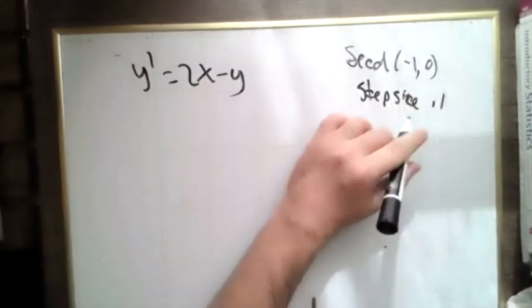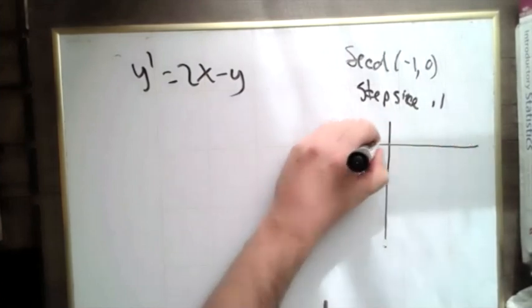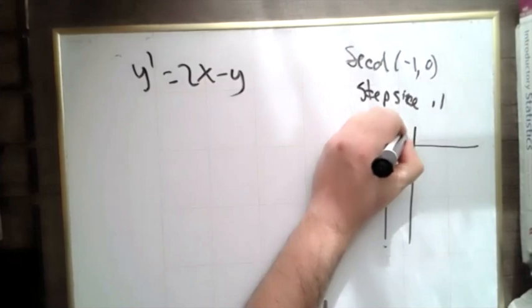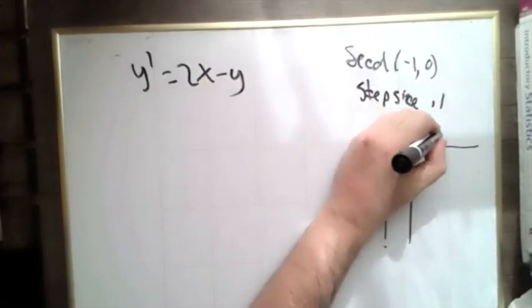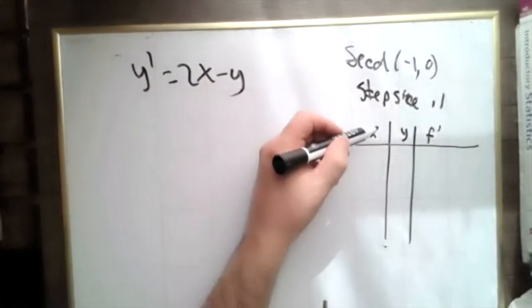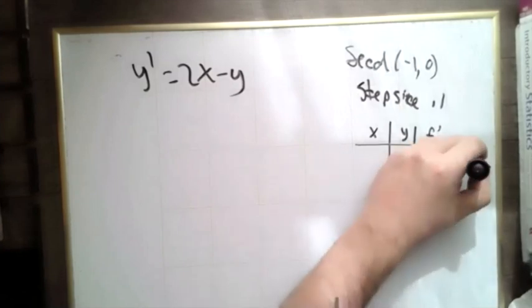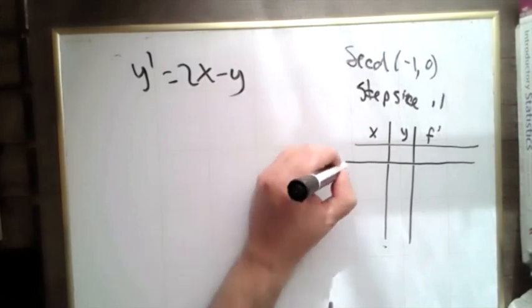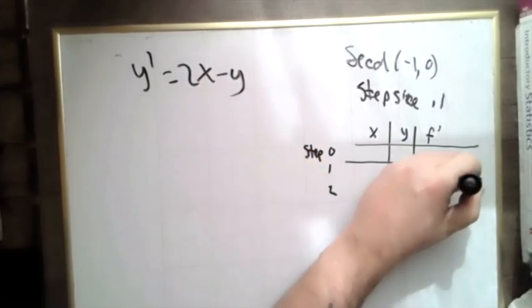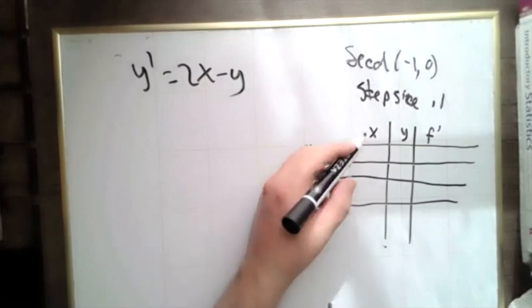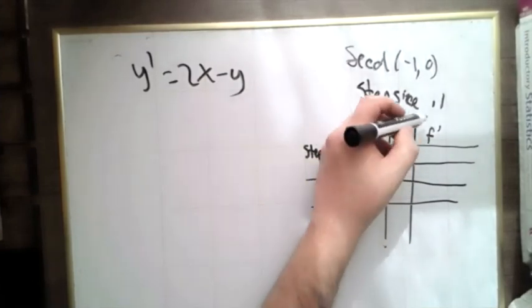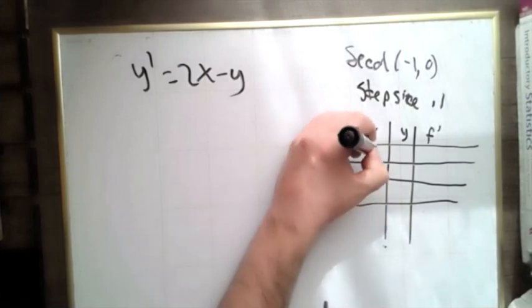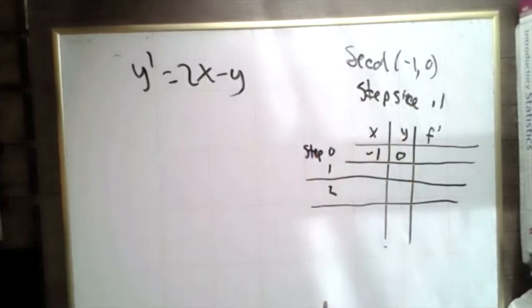Okay, so I'm going to make an XY table here. And here, let's say step 0, 1, 2, and so forth. And we'll actually by hand calculate a few of these. We don't really need this column, but I'm going to put it in there anyways. This one I'm stuck with. That's my starting point, -1, 0.